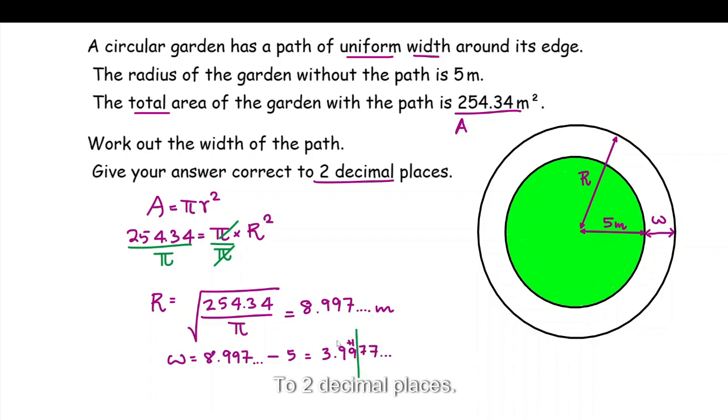To 2 decimal places, my answer is 4.00 meters. It's important to put the 2 zeros because the question says 2 decimal places. Even though they are zeros, you're still supposed to put them. Here's the final answer.